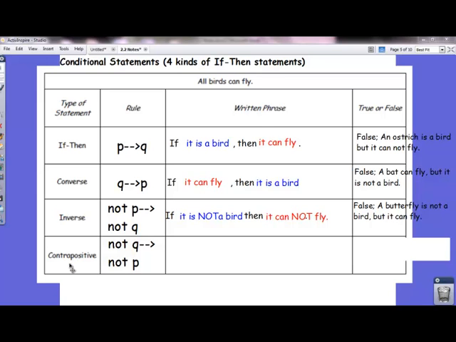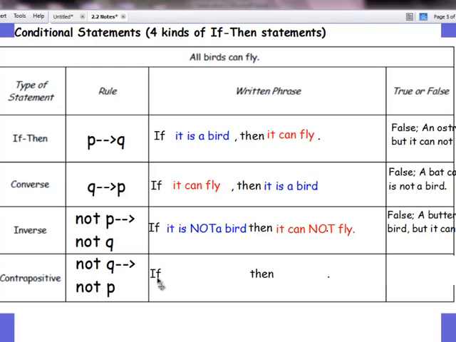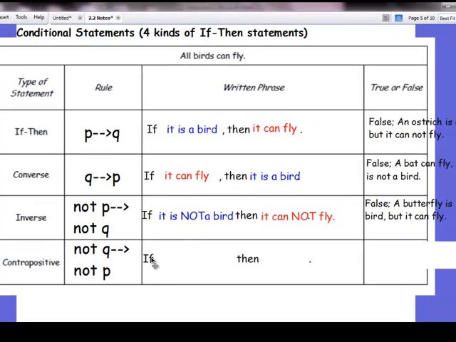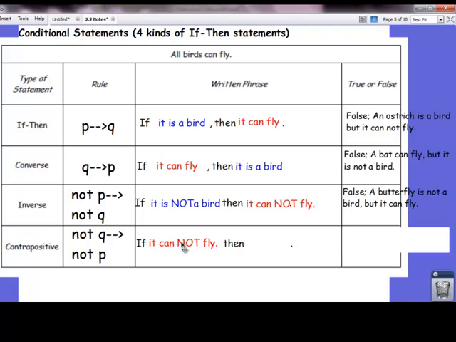Okay, and our last statement is the contrapositive. Now the contrapositive basically takes the inverse and flip-flops it. So in this case, I will still have the if-then, but now I'm going to state the conclusion first and then the hypothesis with adding both not in it. So in this case, if it can not fly, then it is not a bird. So notice how the inverse and contrapositive are just reflections of each other.